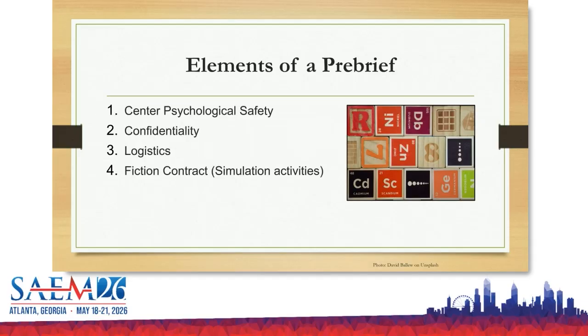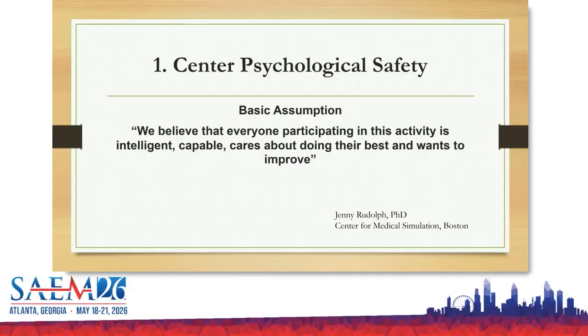Okay, elements of a pre-brief. These are in the workbook. If you turn to the first page, we've got a little space there for you to think about an upcoming educational activity, the first activity, and then we have a pre-brief script there with many different things for you to start thinking about. I'm going to move through these categories. So start looking at these and think about your upcoming activity and maybe some of the statements that might be useful for you. So first of all, centering psychological safety.